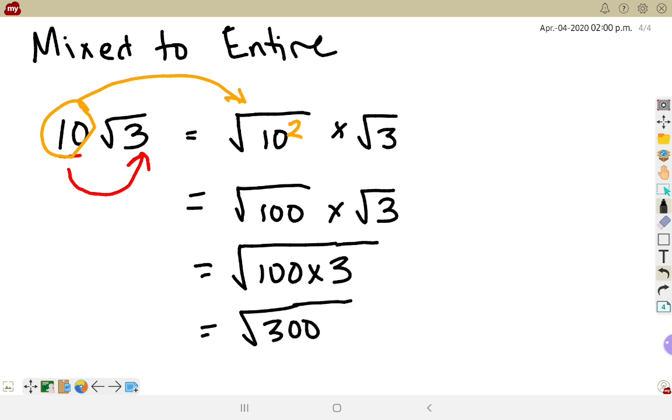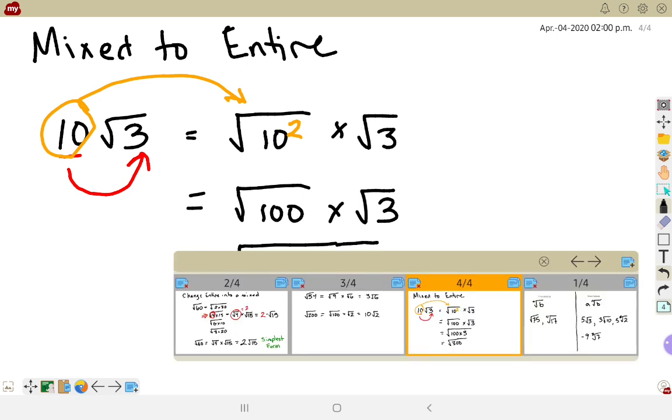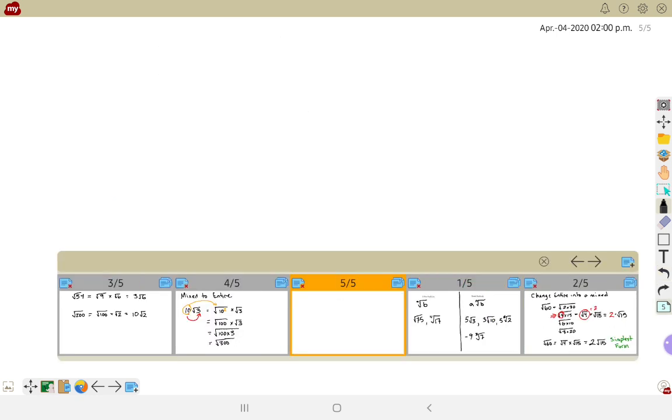Okay, that one doesn't seem to come as naturally to most kids as going from entire to mixed. It really is just the opposite process of what you've done, but it does seem a little bit weird to square and square root it at the same time. We'll do a couple more just so you can get the hang of it.